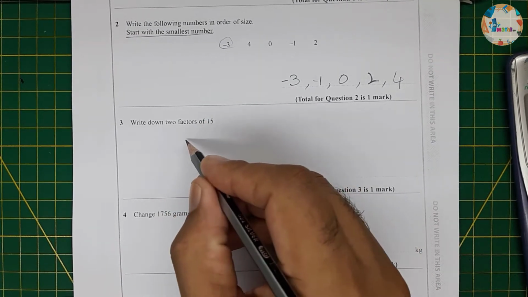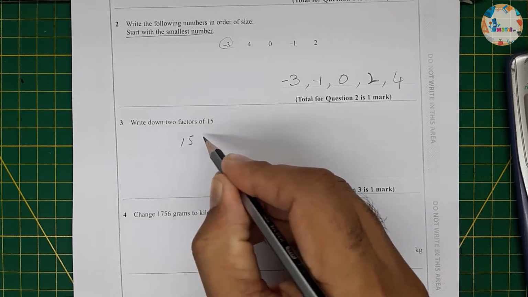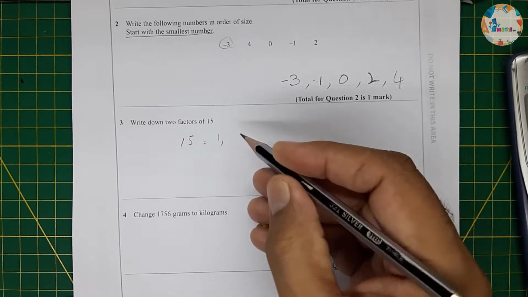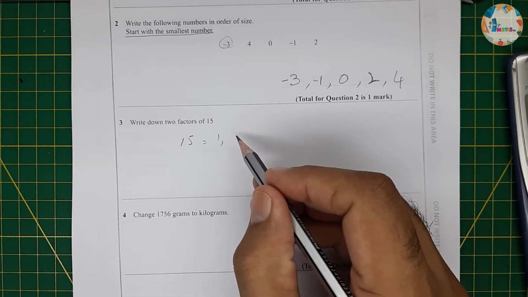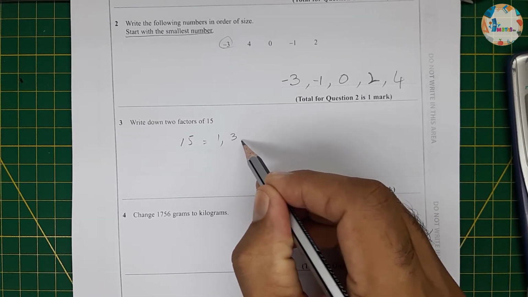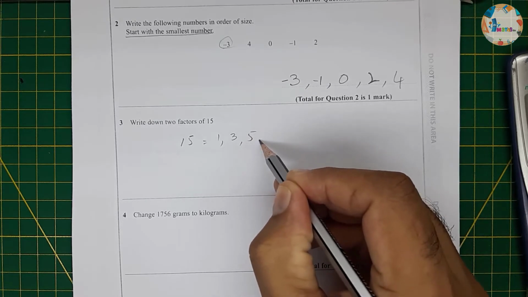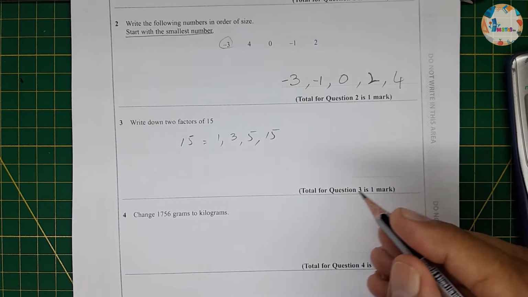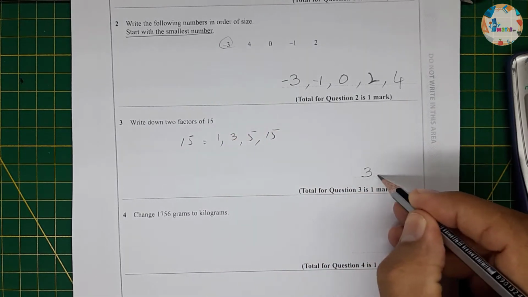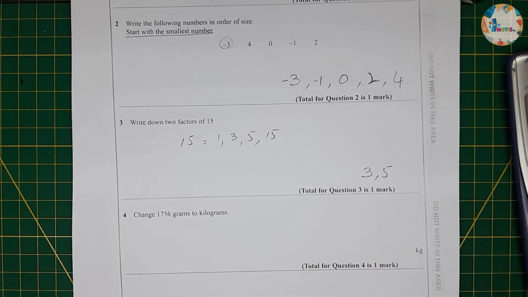Question number 3. Write down two factors of 15. Factors of 15: which numbers is it divisible by? It is divisible by 1, 3 and 5, and 15 also. We can write any of these. Two are required, so I'm writing 3 and 5. You can write 1 and 15, or any two of these.